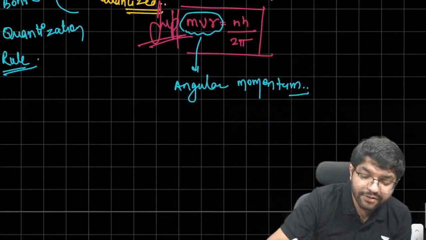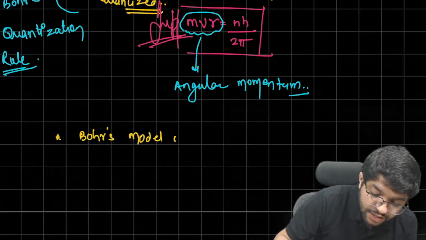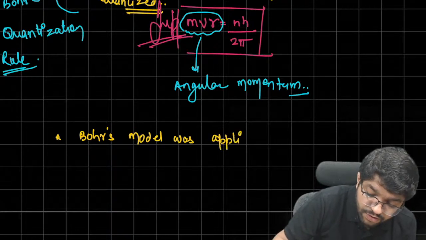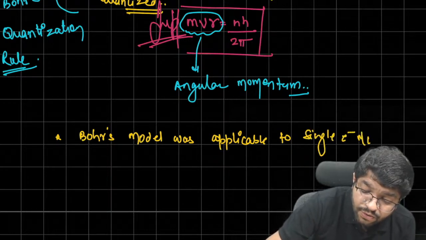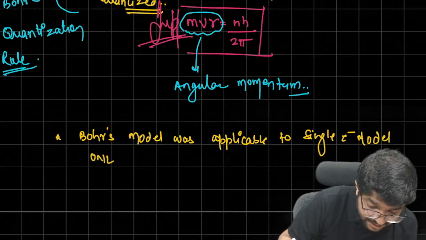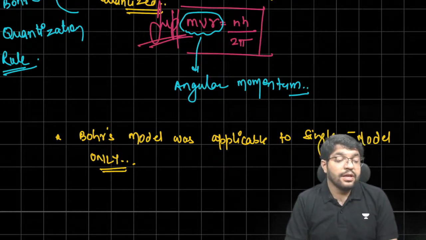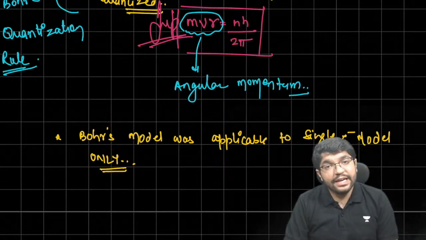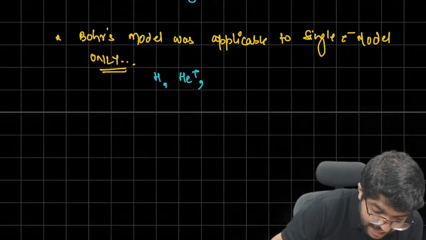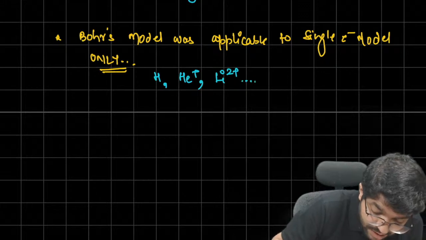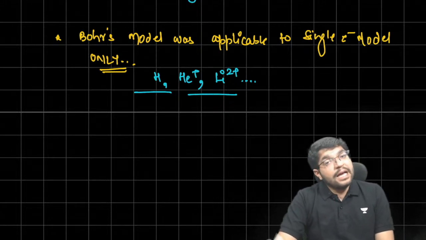Parallelly, the most important thing to remember, Bohr's model was applicable to single electron model only, which means it is applicable to He plus, Li2 plus, and so on. Single electron model only. Bohr's atomic model is applicable.